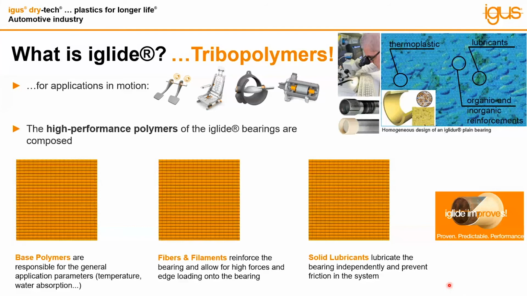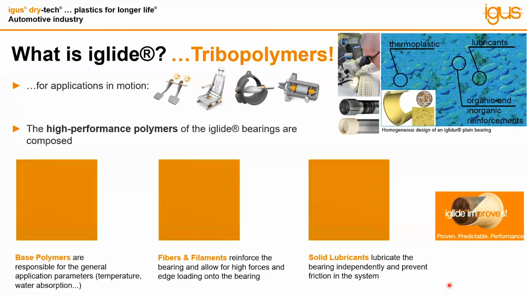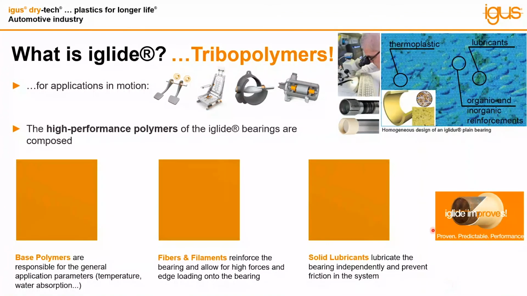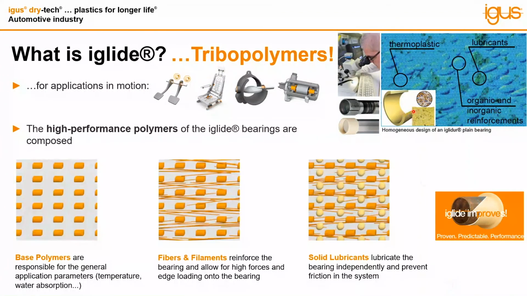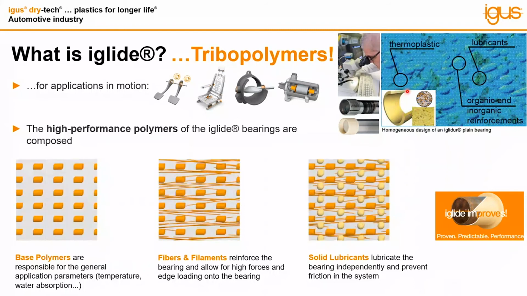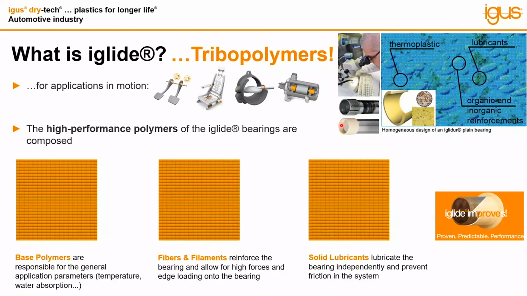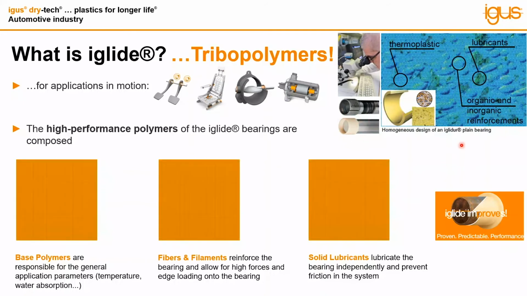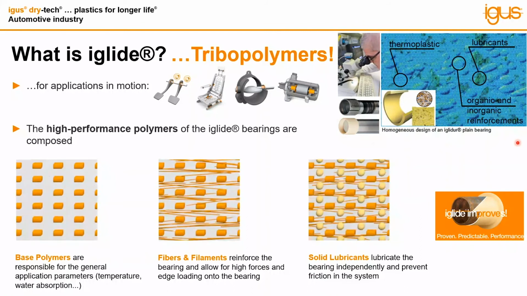One really important point about iglide bearings is these are all homogeneously blended. So the entire bearing is acting as a wear surface. You have all of these 3 components throughout the entire bearing. So if you have a little bit of wear, you're not going to have metal on metal, obviously, because it's a plastic bearing, but you will still have those solid lubricants, fibers and or filaments, and base plastics to give you the optimized lifetime for the bearing.